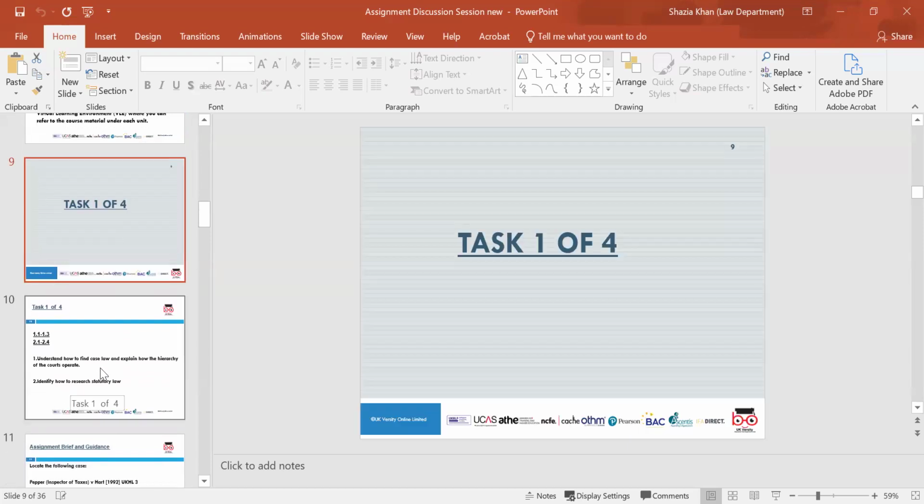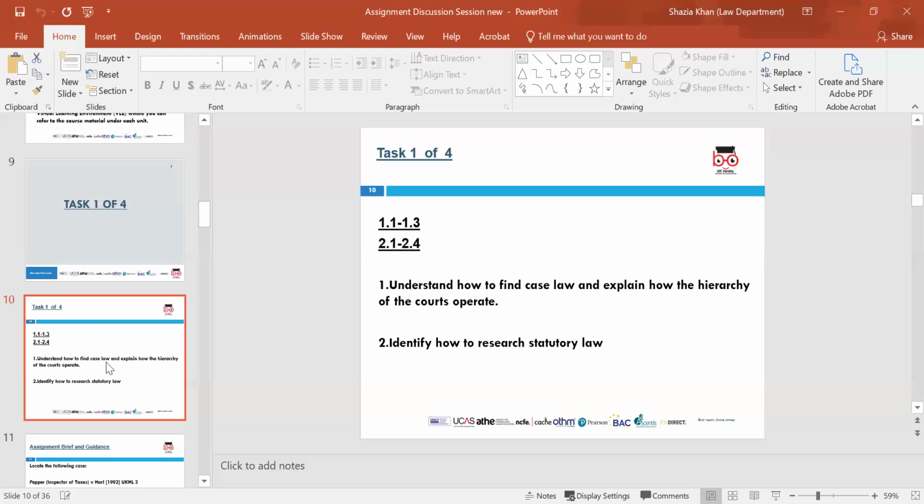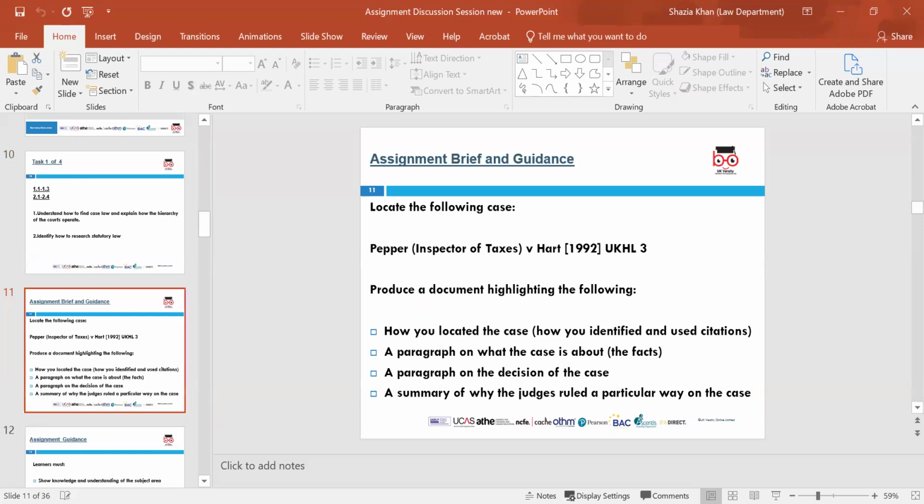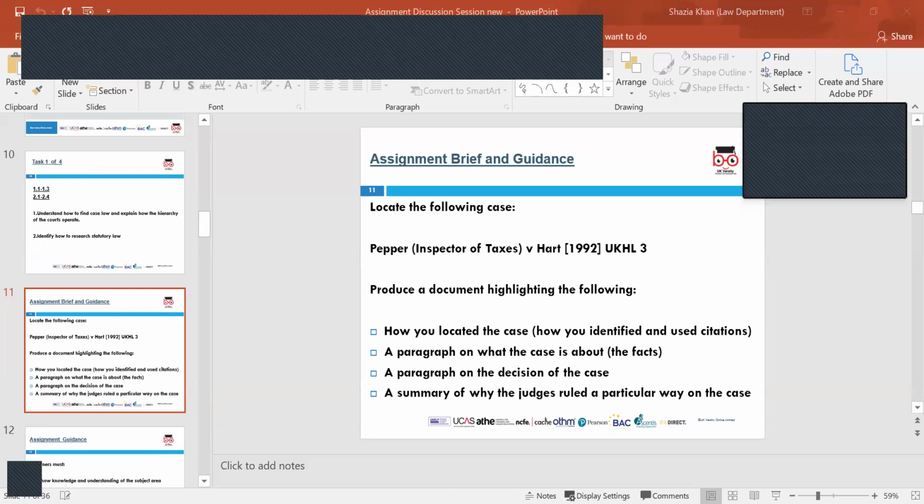So there are 4 tasks for this assessment. The first task is task 1 of 4. That's learning outcome AC 1.1 to 1.3, and 2.1 to 2.4. You need to be looking at understanding how to find case law, explain how the hierarchy of courts operates, and identify how to research statutory law for this part. Your task 1 is to locate the following case. The case is called Pepper, Inspector of Taxes and Hart 1992, a very famous case that you need to look at. Here you will need to look at elements of producing a document following the highlighted information.